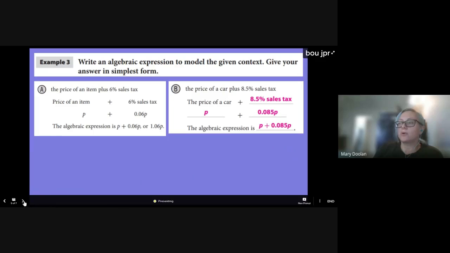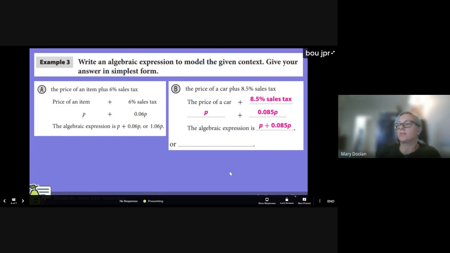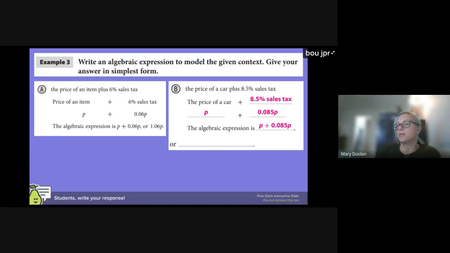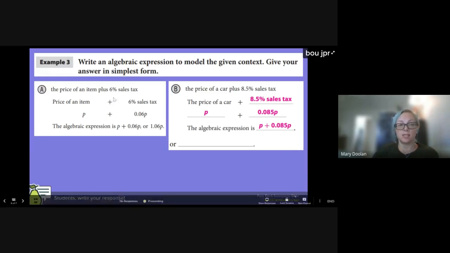The last thing that I want you guys to do is to simplify that last expression. P plus 85 thousandths P. Those are two like terms. Can you add those two like terms together so we simplify our expression down to a single term? Okay, because right now we have two terms. We have two like terms that are being added together, but I want to simplify it down to a single term.